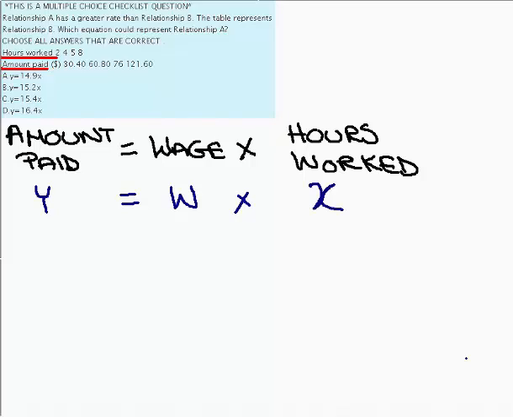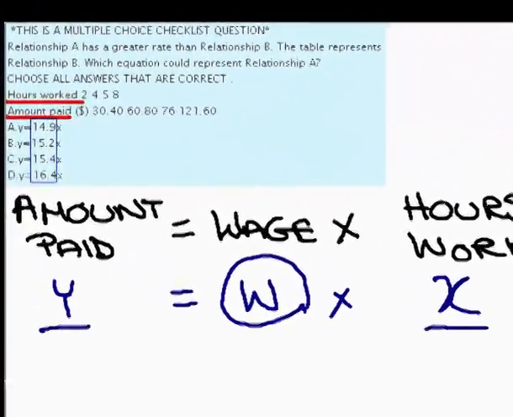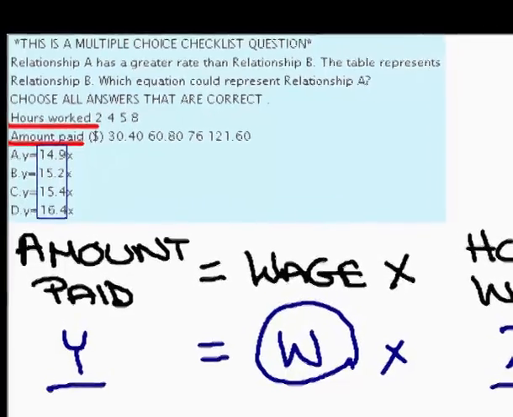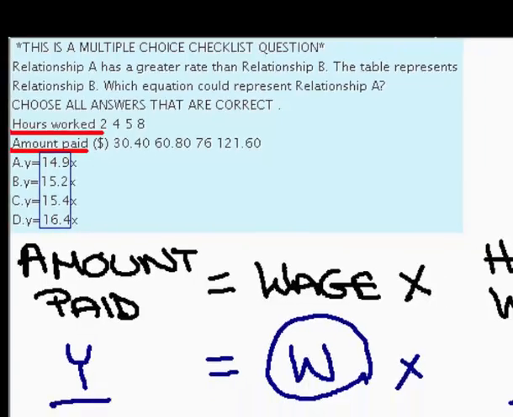The question has given you the hours worked x and the amount paid y, but what you don't have is the wage w. If we go back to the multiple choice options, you can see that by solving for w, you will be able to determine which of the four options is the correct answer. That is the only variable. X and y are the same or constant for both A, B, C, and D. So let's go ahead and solve for w.